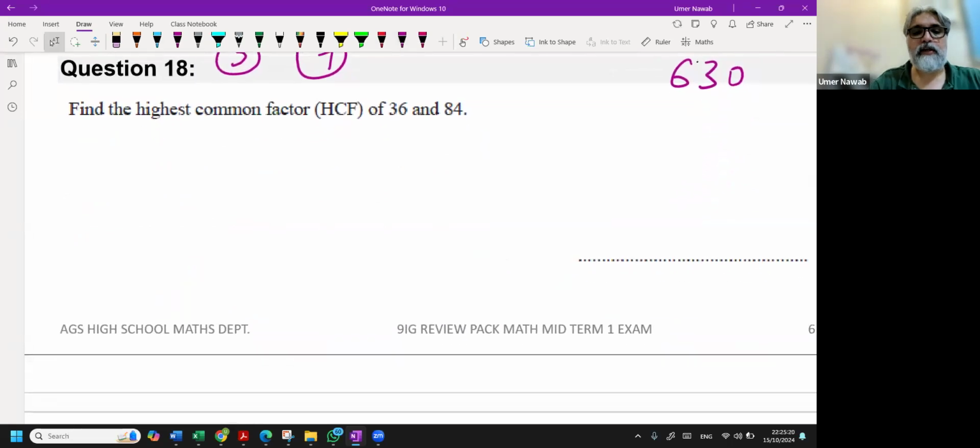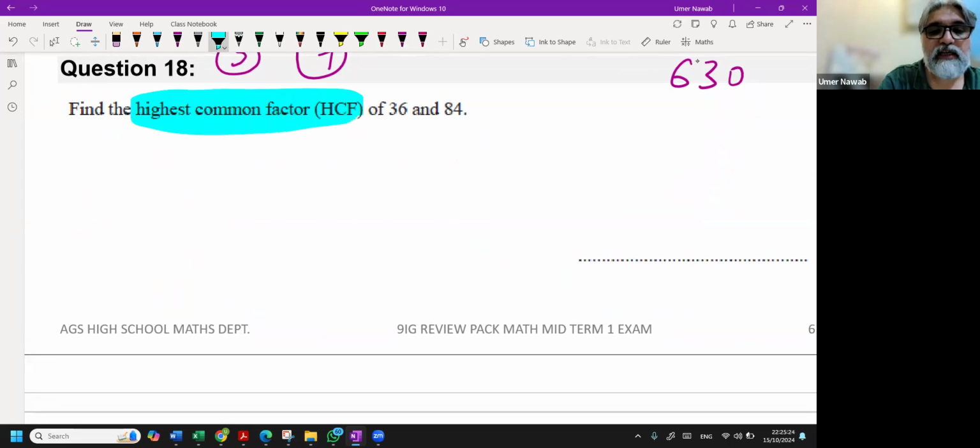Now, 36 and 84, I have to find the highest common factor. So be careful in the exam. Is the examiner asking you highest common factor or LCM? LCM is always a bigger number because it is a multiple, and HCF is always a smaller number of these two numbers because it is a factor, highest common factor. So 36, I'm going to complete the factor tree, 6 and 6, and then 2 and 3.